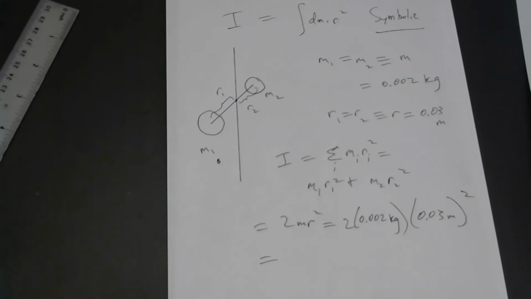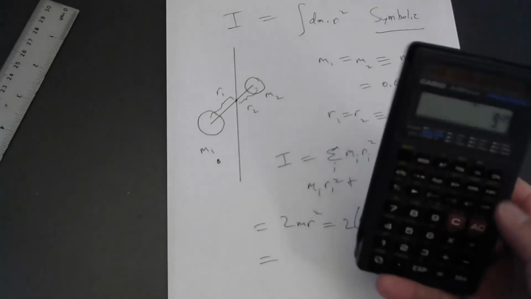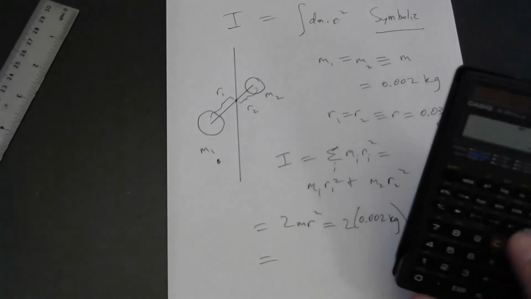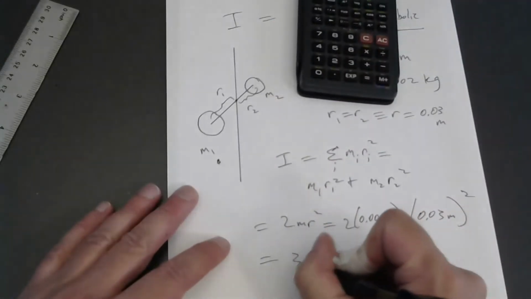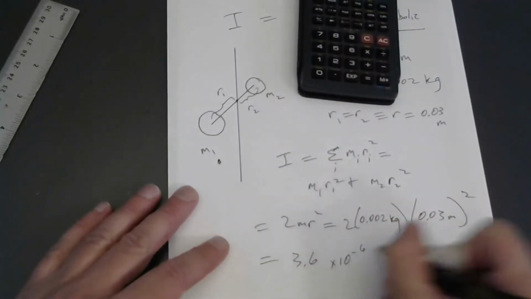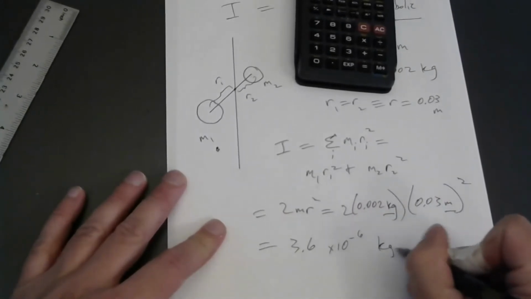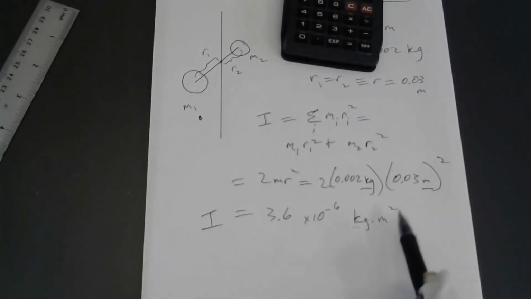Can we do this in our heads? Not quite. This is 0.004, but 3 squared is 9 with 4 zeros. I think it would be best to use the calculator. 3/100ths squared times 0.004. And there it is, 3.6 times 10 to the negative 6. So 3.6 millionths of this unit, kilogram meters squared. That is the unit of moment of inertia, the kilogram meters squared.